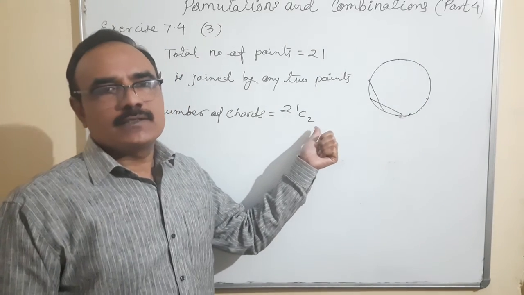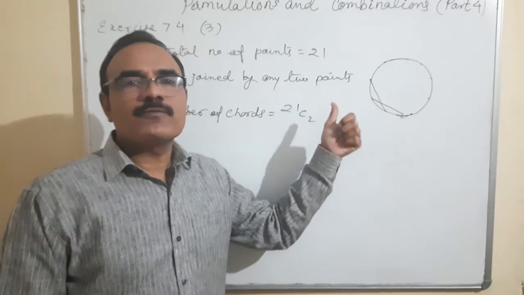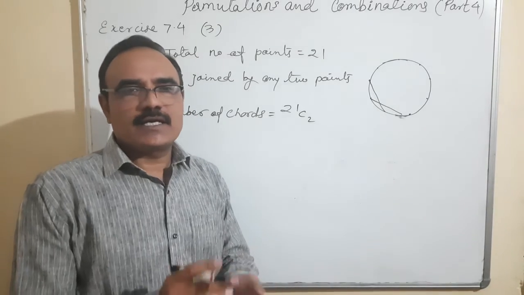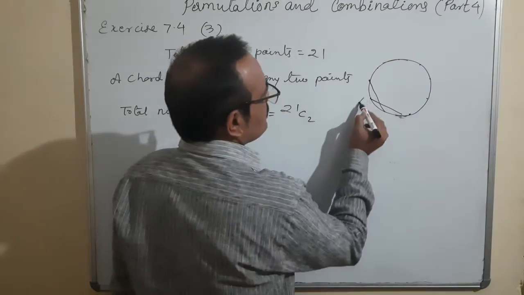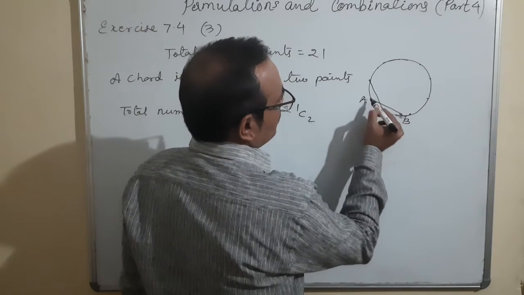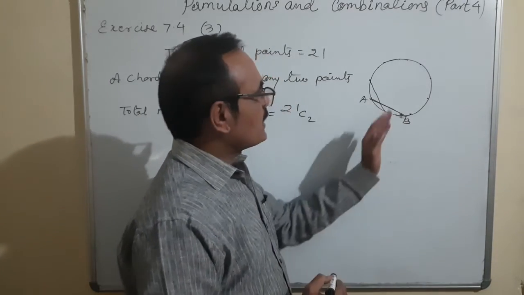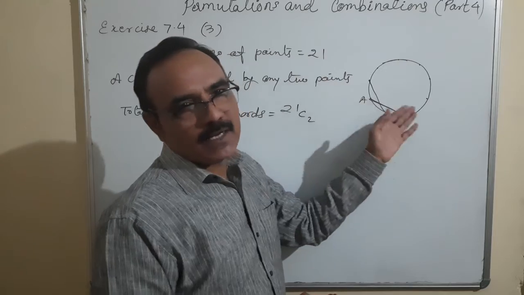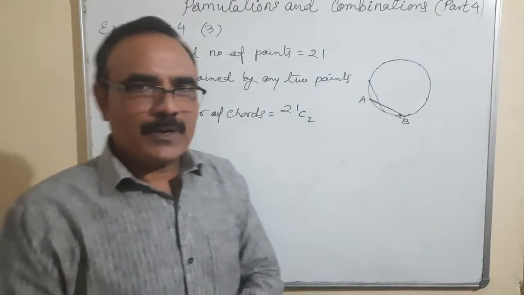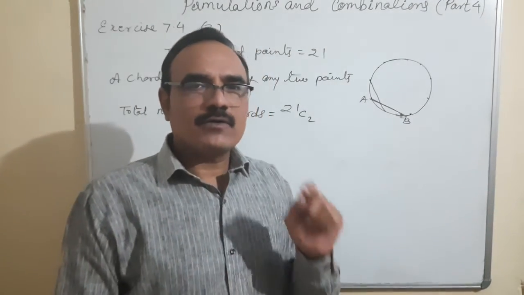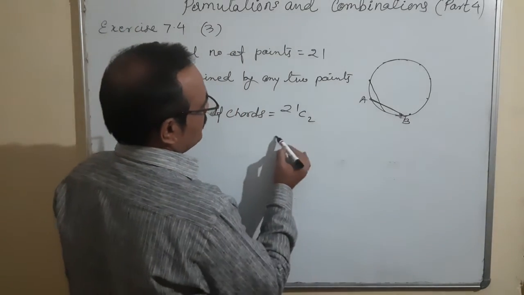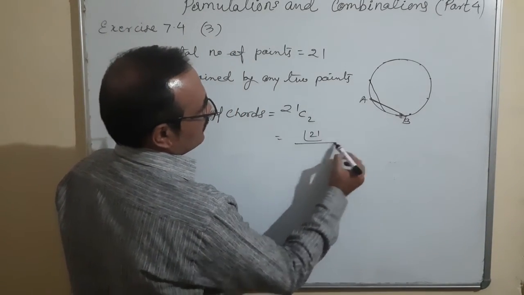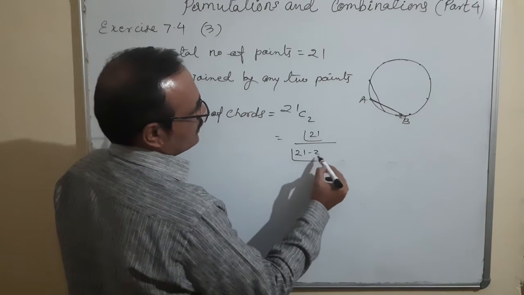That means the 2 points can be selected out of 21, because here arrangement is not required. For example, suppose A and B. So AB is treated as one chord. We cannot say that BA is another chord. AB or BA is the same. That means permutation is not involved in it. Only combination is there. So simple: 21C2 is factorial 21 upon factorial 21 minus 2 and factorial 2.